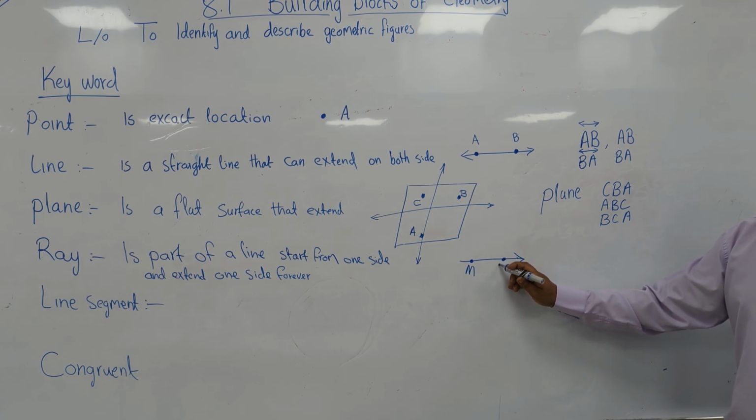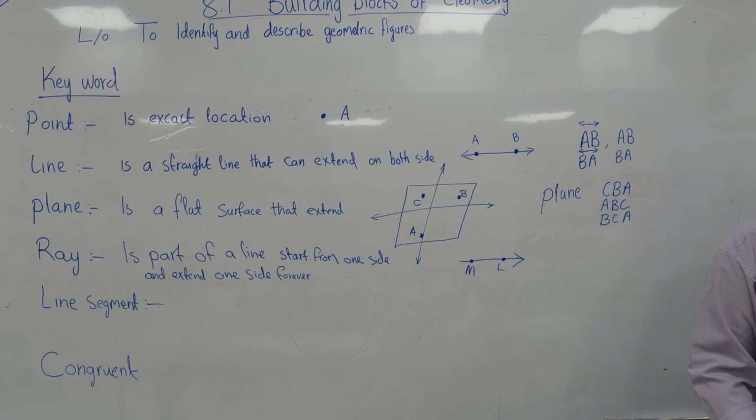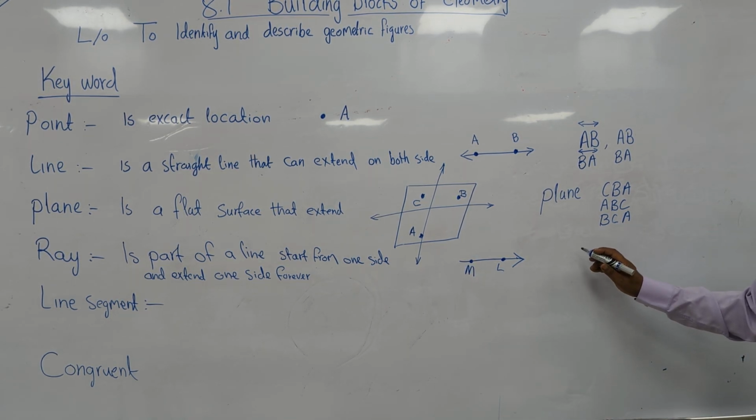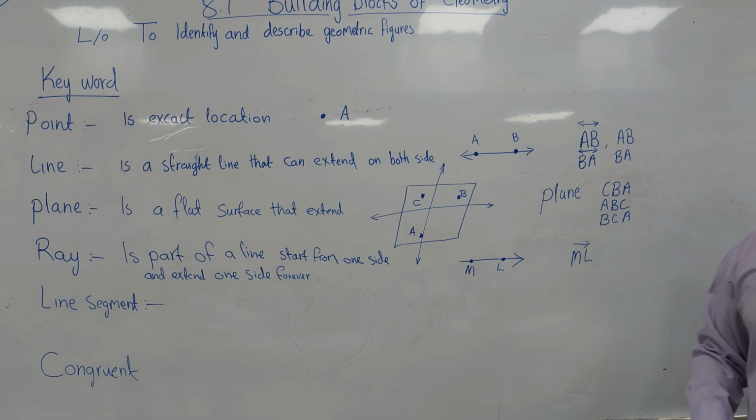So we could represent this also like M L. We could choose any letter. So how do we represent this in writing? We will say M L, and then we have to put the arrow on the top. This is how we represent the ray. Okay? That makes sense? Yes. Good.